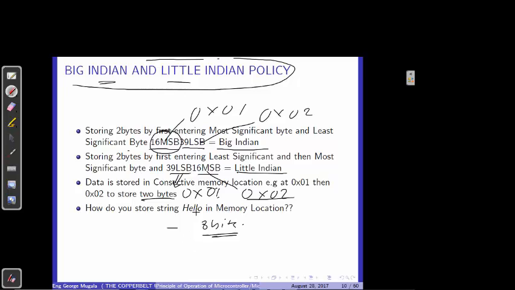So how do you store a string? I'll leave it at that, guys. I want you to go and check how we store a string in memory locations, and that's your homework.